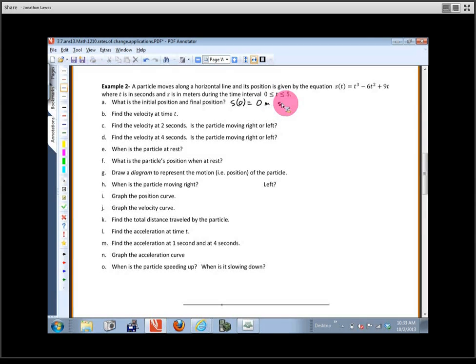And s of 5, if you plug in a 5, let's see, that's going to be 125, minus 150, isn't it? And then plus 45. Did I do that right? So what do I end up with? It's 20, isn't it? Positive 20. So we end up on the positive side of our reference point, 20 meters on the positive side.